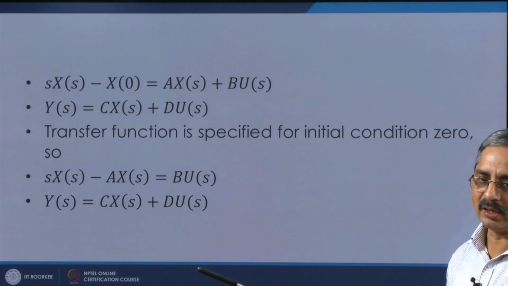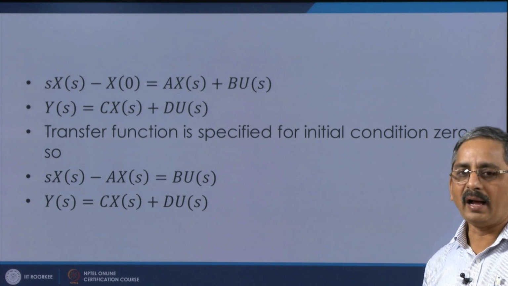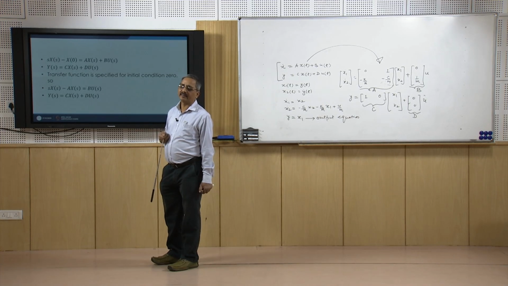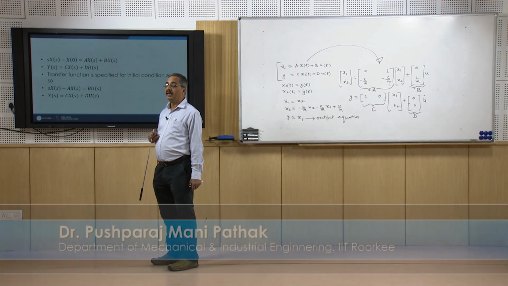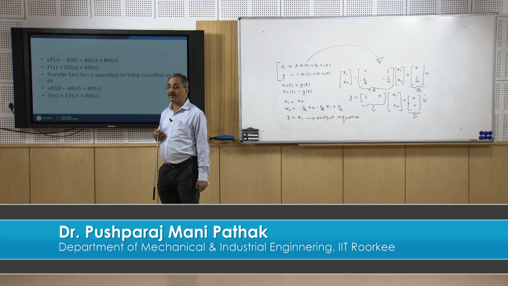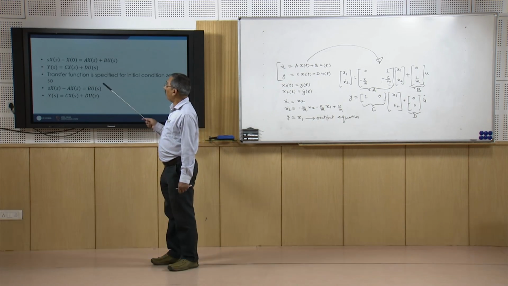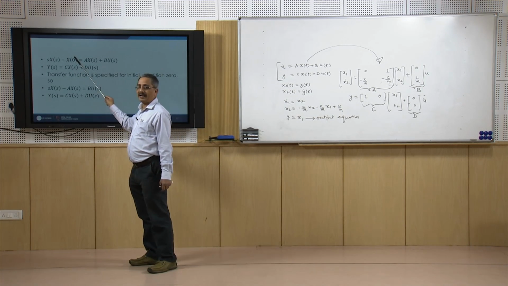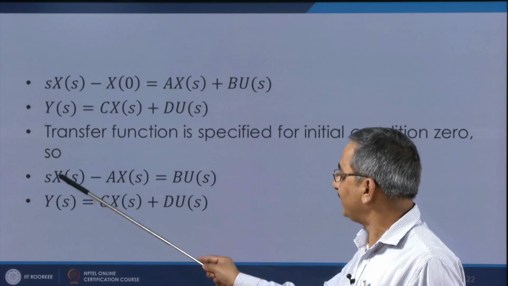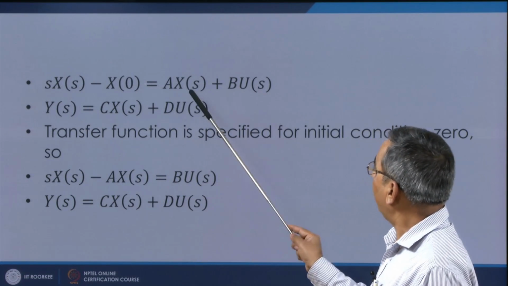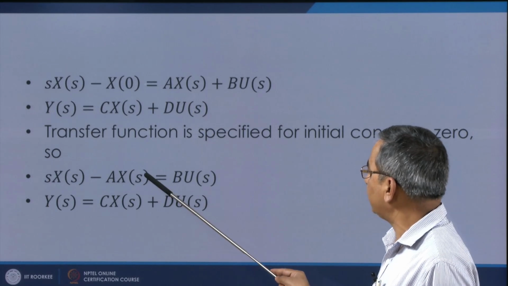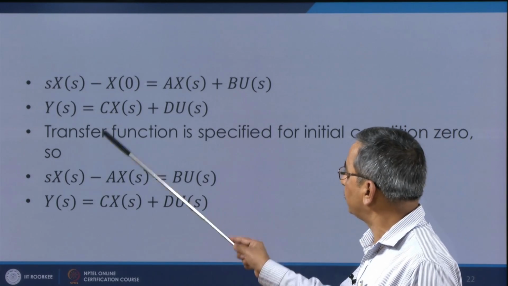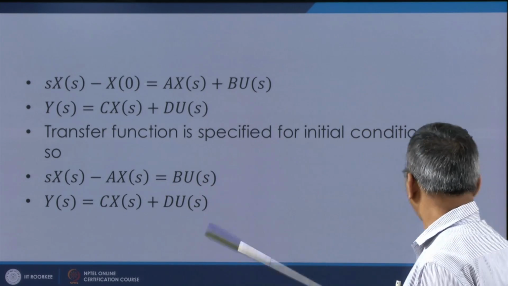And when we are talking about the transfer function, as I told you at the beginning of the transfer function lecture, it can be derived only if we assume that all the initial conditions are 0. So, this x(0) I have to take as 0. So, what I get is sX(s), and I take the AX(s) term to the left hand side: sX(s) minus AX(s) is equal to BU(s). And of course, I have Y(s) equal to CX(s) plus DU(s).